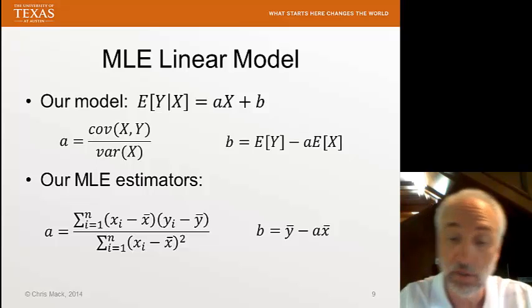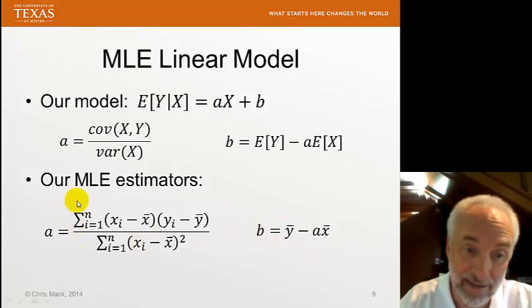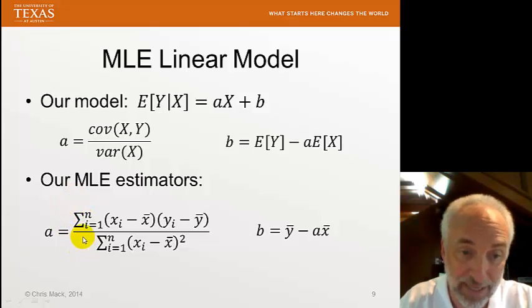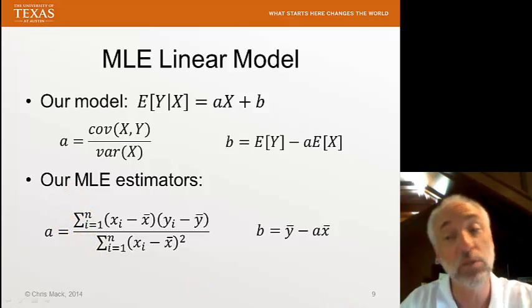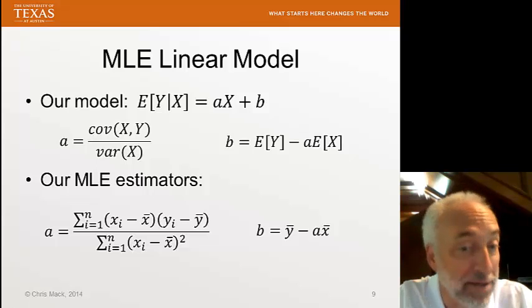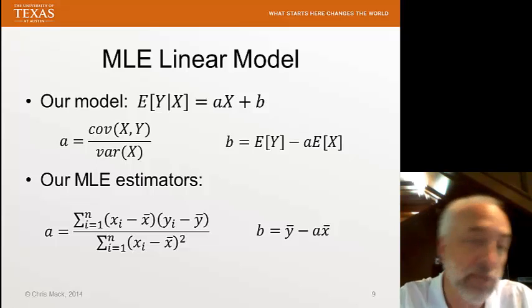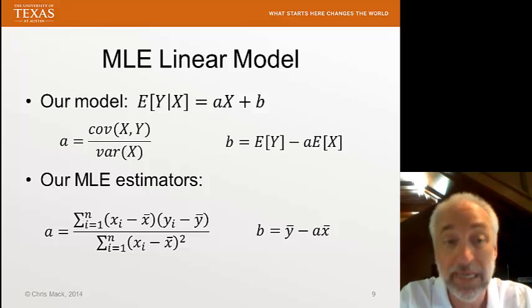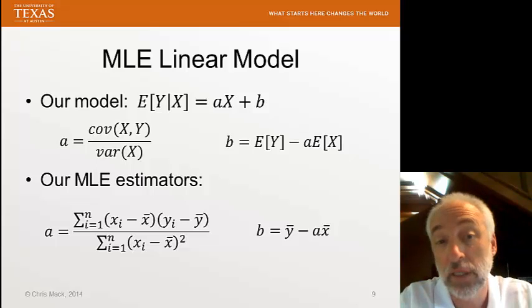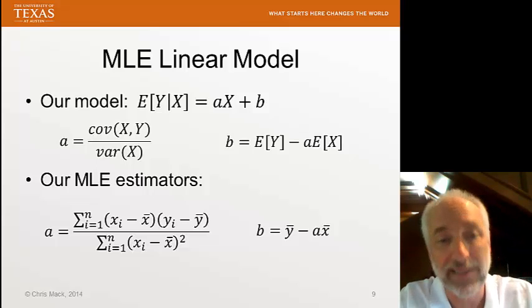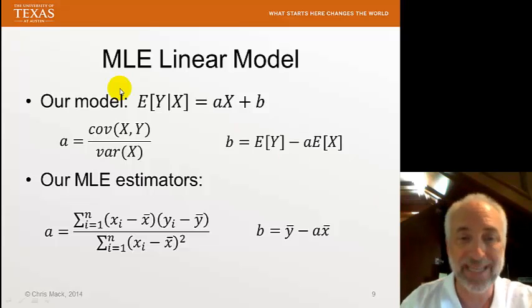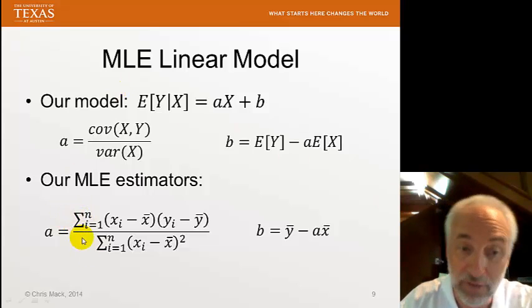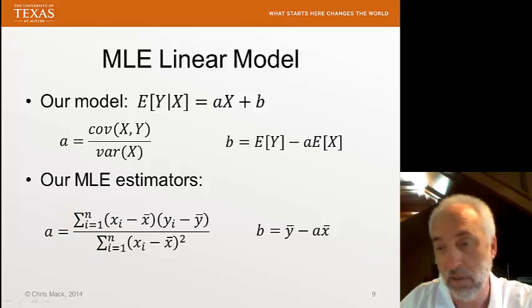Interesting note. The 1 over n up here and the 1 over n down here cancel out, which means if I had used 1 over n minus 1, that is the unbiased estimators, instead of the MLE estimators, I would get the same result for A. So, our maximum likelihood estimators for the slope and the intercept are also unbiased estimators for these two parameters. And that's only because the 1 over n or 1 over n minus 1 will cancel out here.